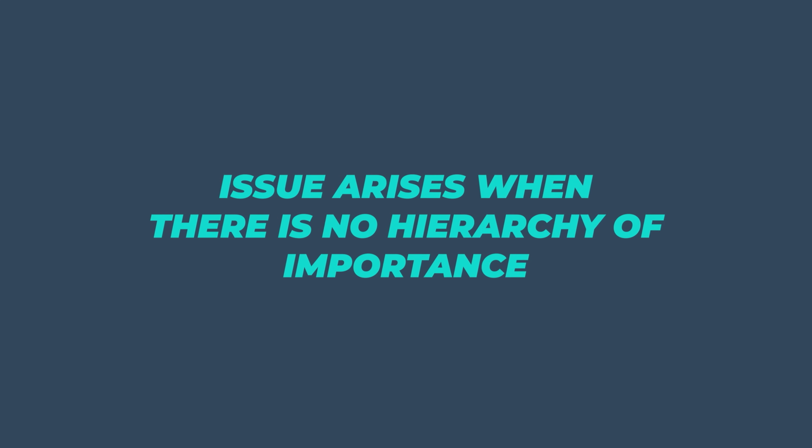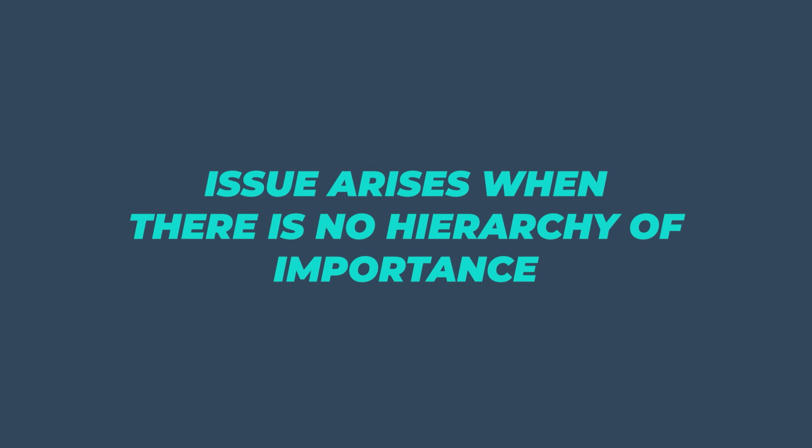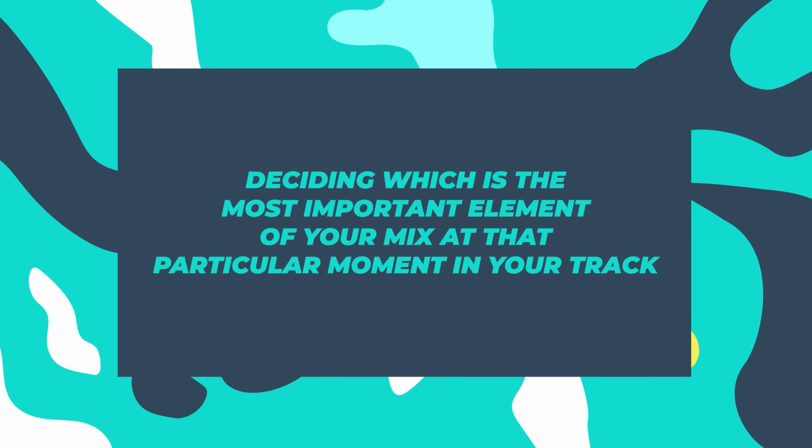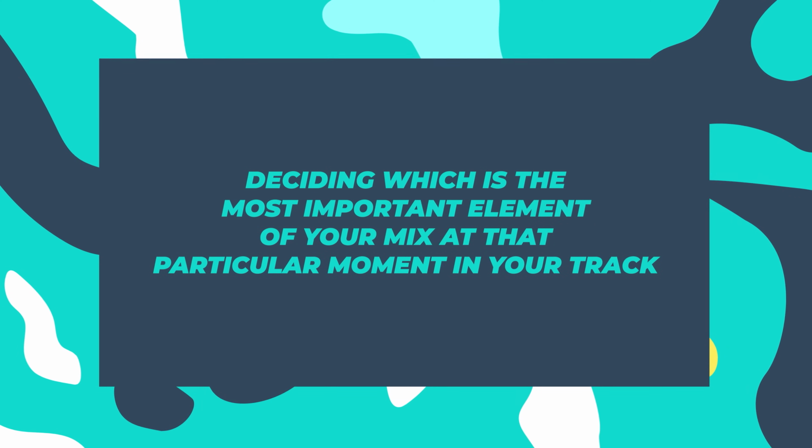Now, as I said, frequency masking arises when 2 or more elements share the same frequencies in a mix, which isn't a problem per se, because if every instrument was to just have its own frequency range and there was no overlap, it would sound very, very unnatural. For example, the human voice is going to share some frequencies with a guitar or a piano, but the issue arises when there's no hierarchy of importance. And if you're sharing the same frequencies in the mix, something is going to have some of those frequencies ducked to avoid this muddiness. So the first step is deciding which is the most important element of your mix at that particular moment in your track.